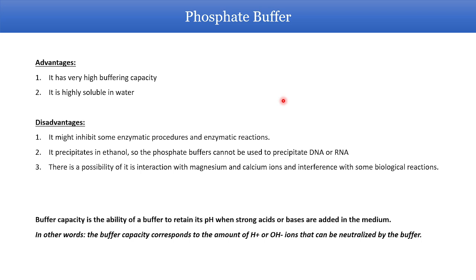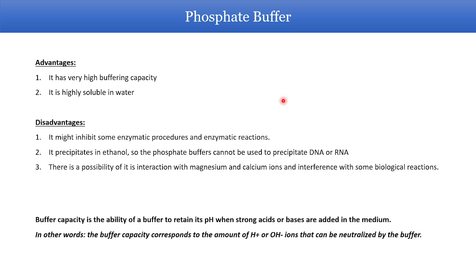Now, there are many buffers that we use in daily experiments in biological systems. Phosphate buffer has a very high buffering capacity and it's highly soluble in water, and therefore this buffer is the most widely used buffer in biological systems.